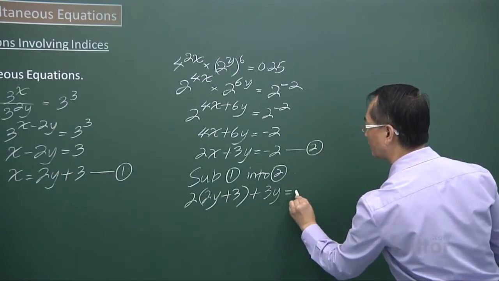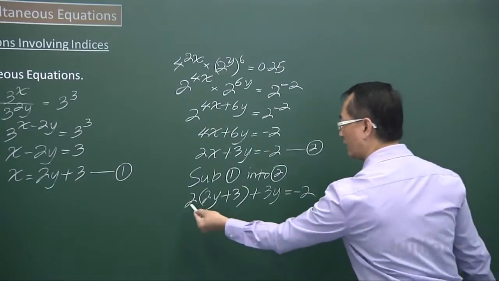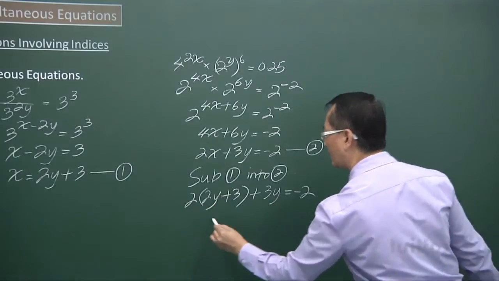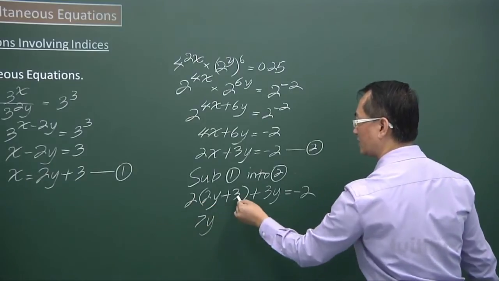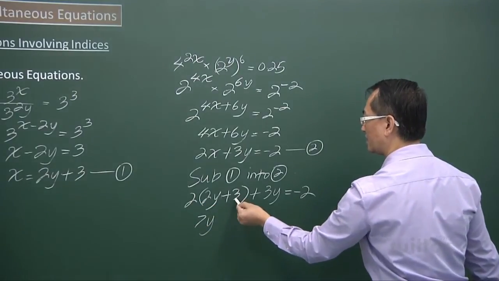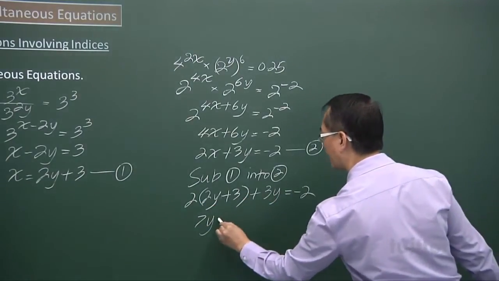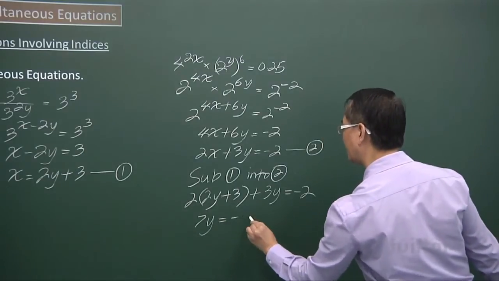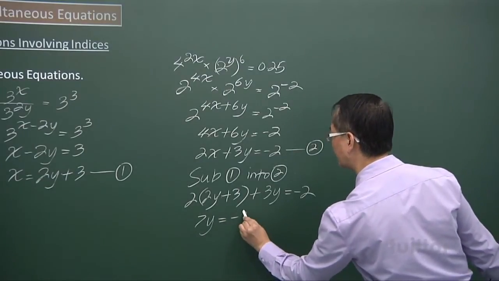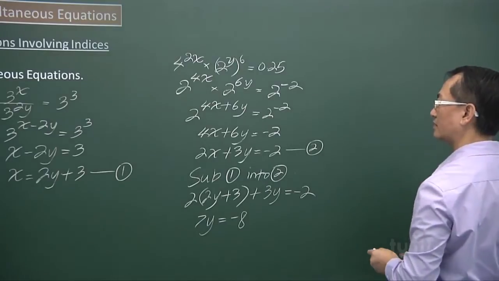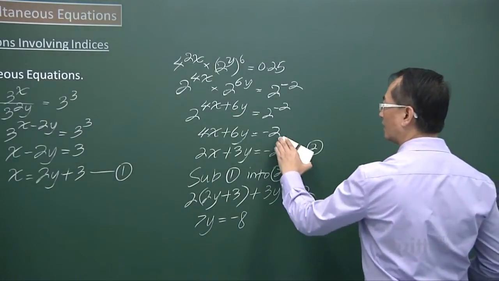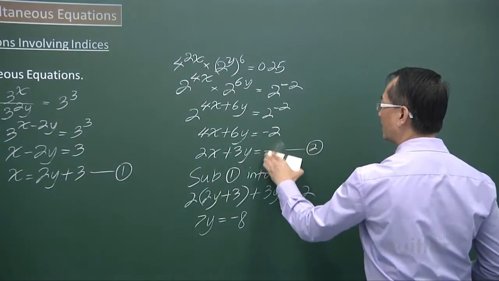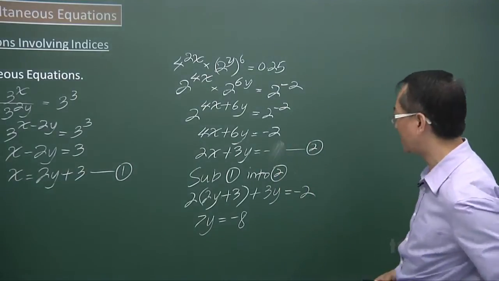Plus 3y equals negative 2. 4y plus 3y is 7y. And here 2 times the 3 is 6. Transpose that to the right, I have negative 8. Okay, there is a mistake here. Dividing throughout by 2, that should have been just minus 1.